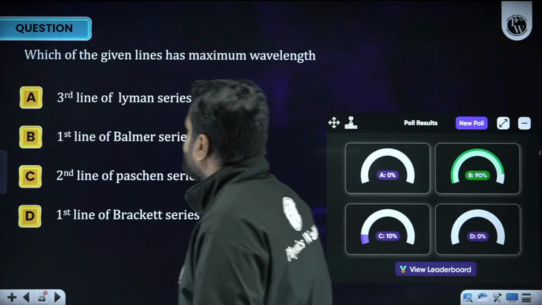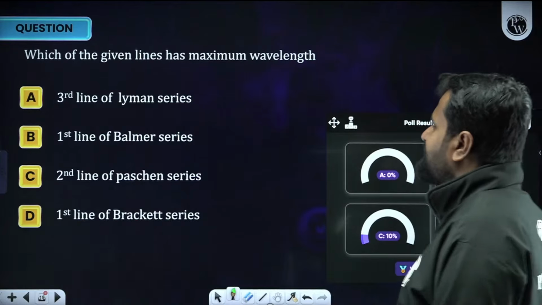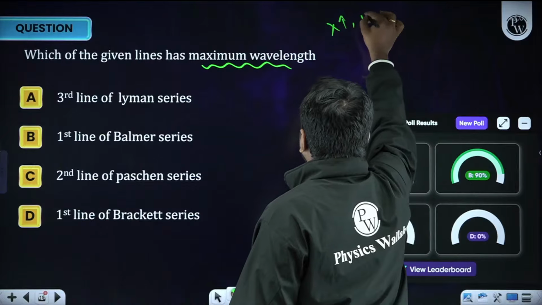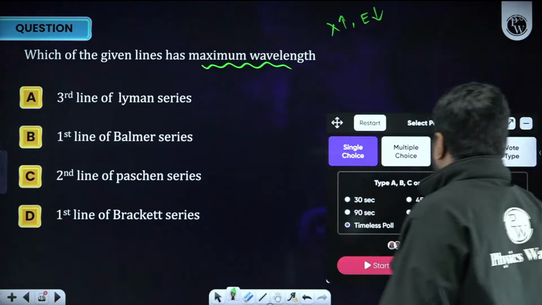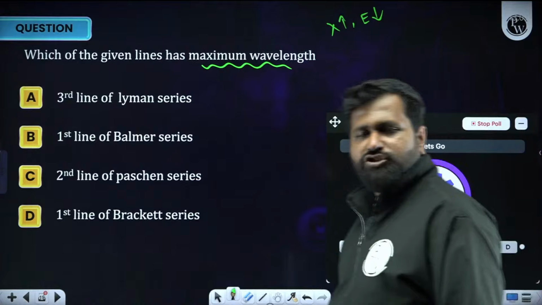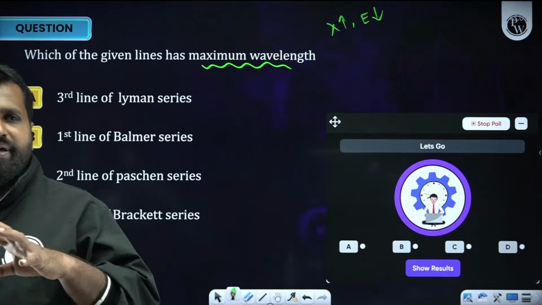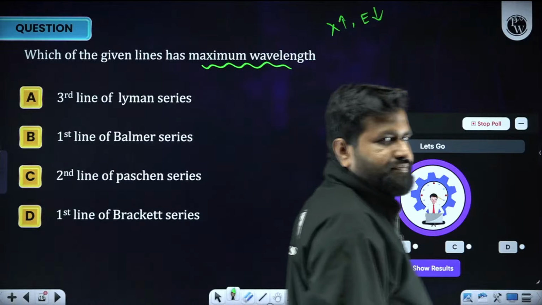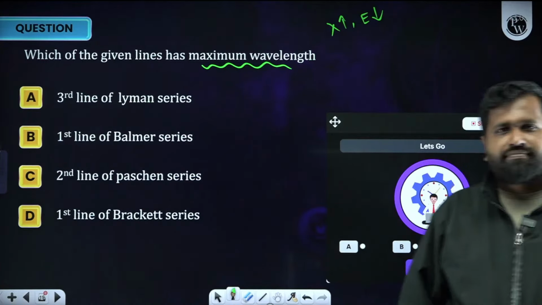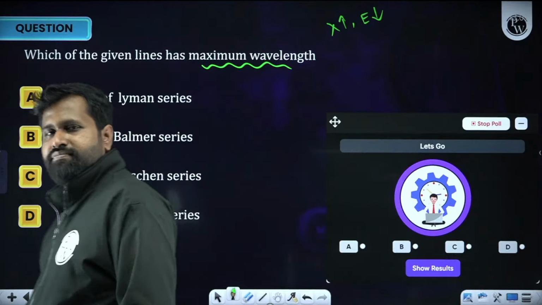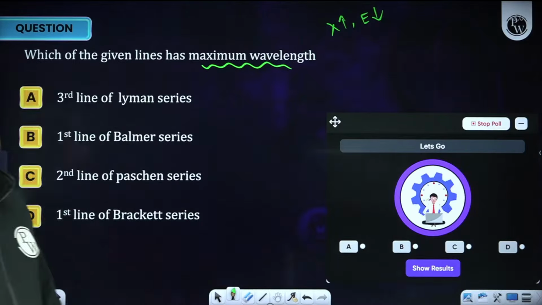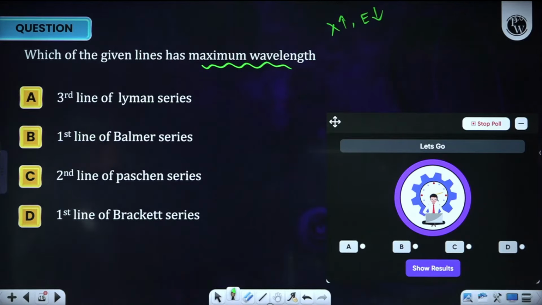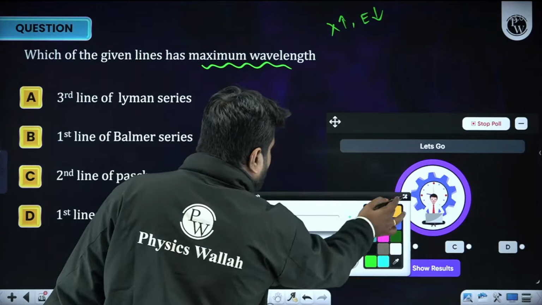Next question. Which of the given lines has maximum wavelength? Remember, wavelength should be maximum means energy should be less. So very simple, we can check.